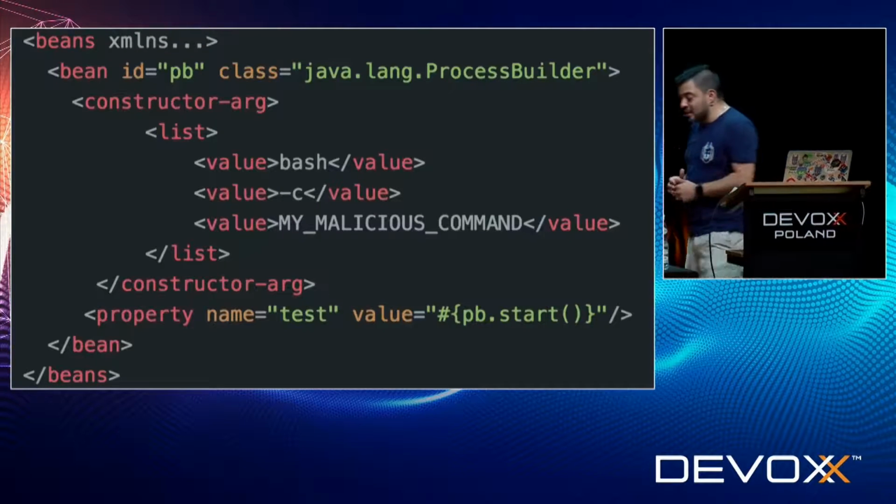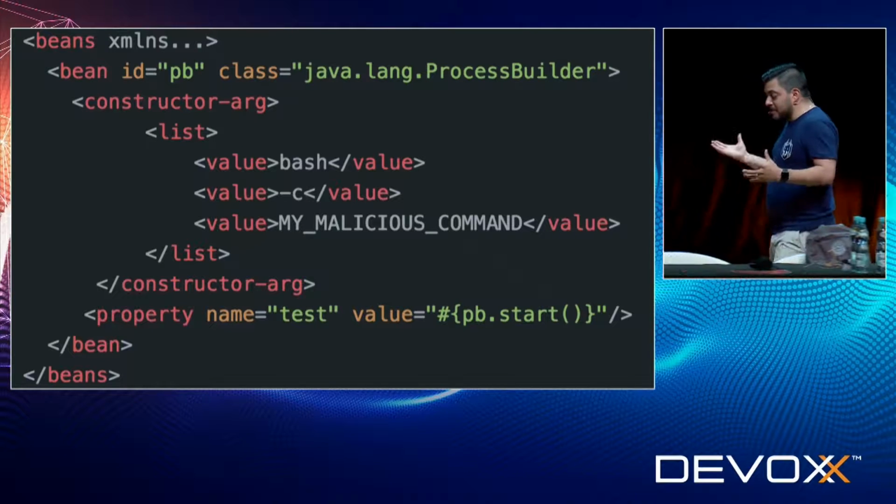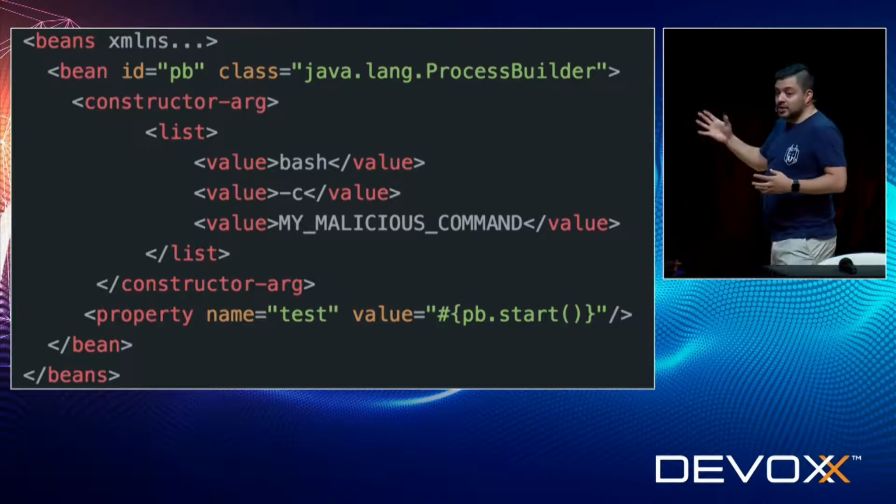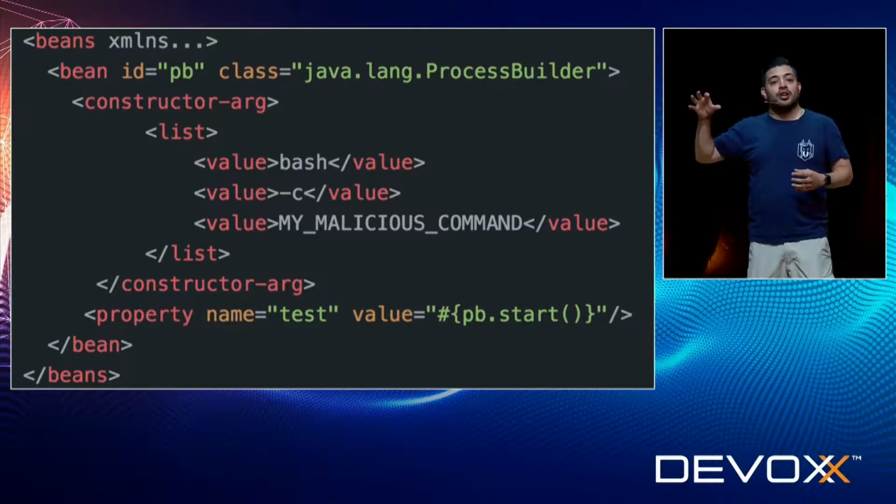And what we're going to do is we're going to send a Spring Bean, effectively. The exploit we're going to do is actually running on AWS.